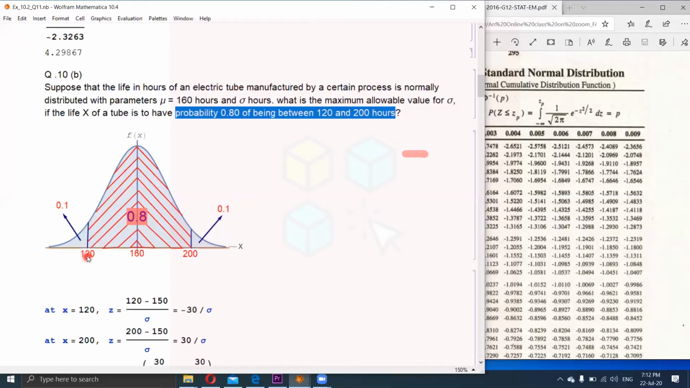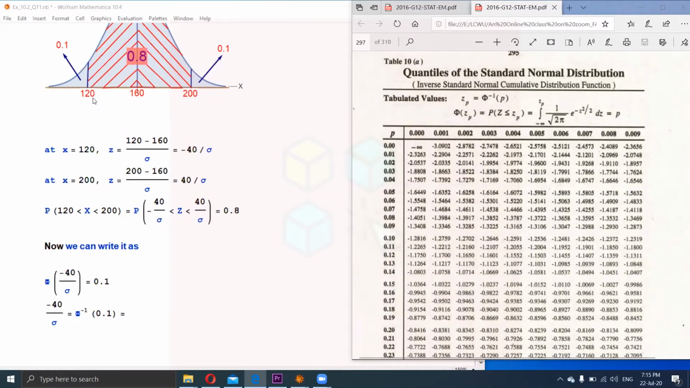First we find the z-scores on 120 and 200. At x equal to 120, the z-score is obtained by x minus mu over sigma, which is minus 40 by sigma, and for the corresponding value of 200, the z-score is 200 minus 160 by sigma, which is 40 by sigma.